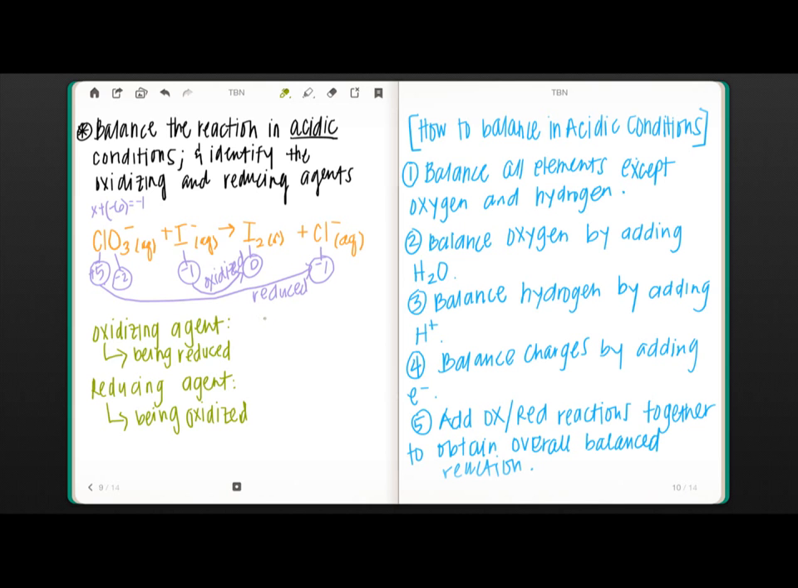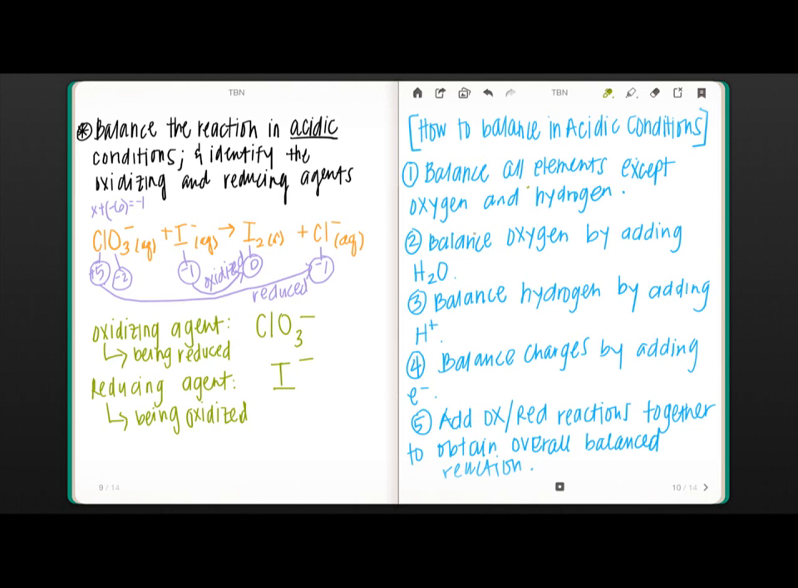So the oxidizing agent is ClO3 minus, and then the reducing agent is your I minus. As you can see here, this is what's being oxidized, I minus. Okay, so you've identified your oxidizing and reducing agents.